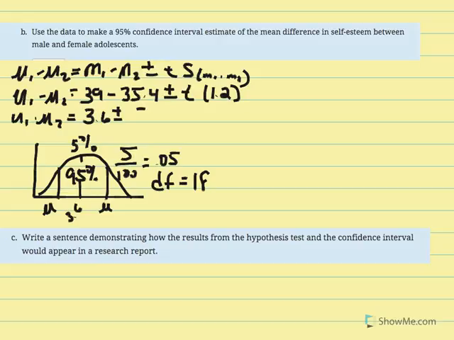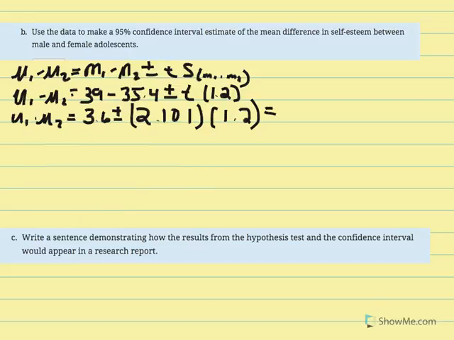Our t value is 2.101, and then that's multiplied by our estimated standard error of the mean difference of 1.2. So again, we found that t statistic for here and here, which now will enable us to calculate the anticipated population mean difference using this equation. So I'm going to erase this down here so we can draw another distribution.